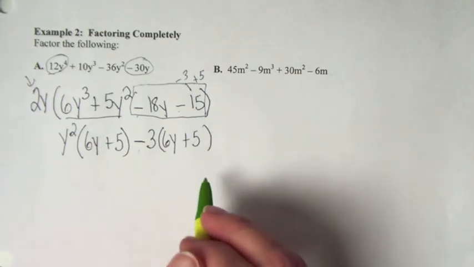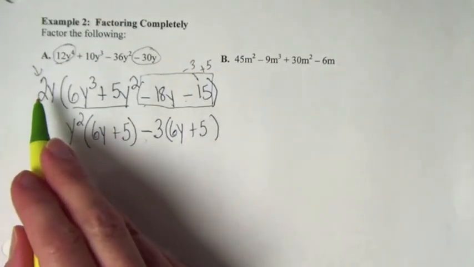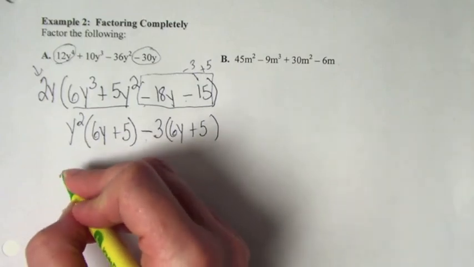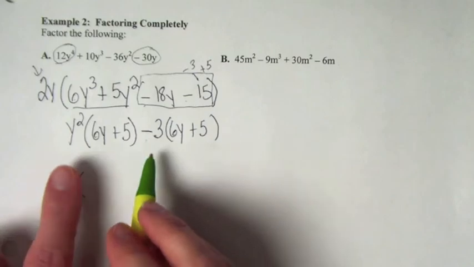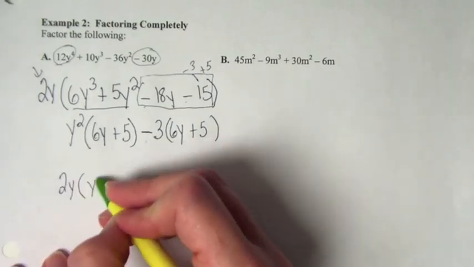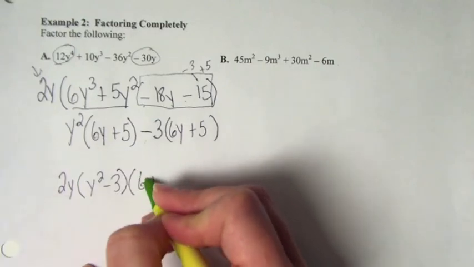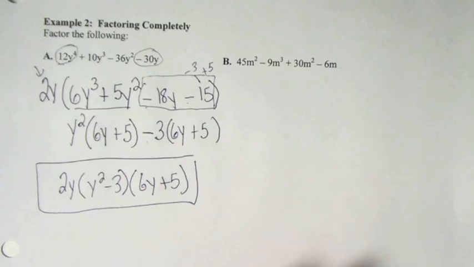So then we're going to put all this together. Now, remember this 2y back up here, we have to put it back into this situation. So when we write out the factors, we're going to put the 2y out front. Then we're going to put our GCF terms, y squared minus 3. And then finally, we're going to put 6y plus 5 out there. These are the factors of that 4-term polynomial. So see, that 2y did have to come back into play.